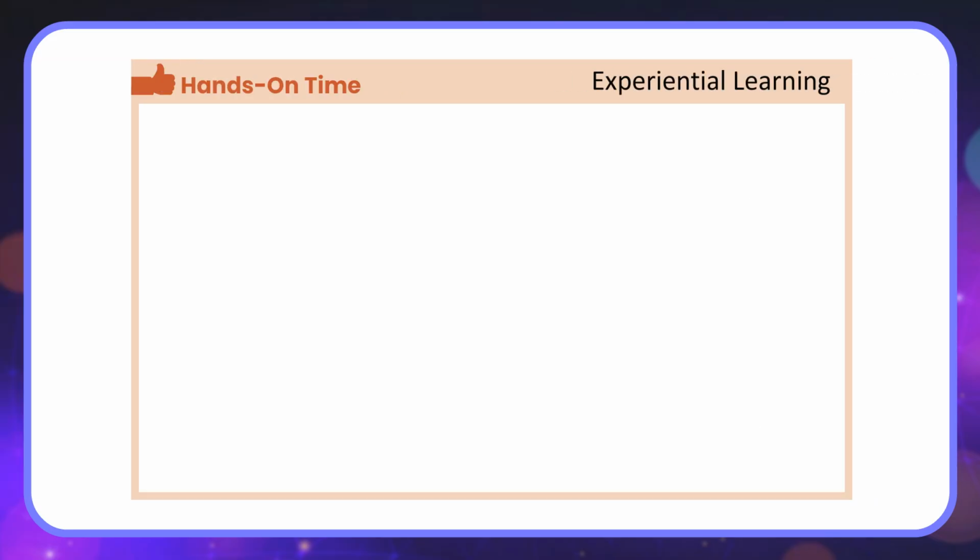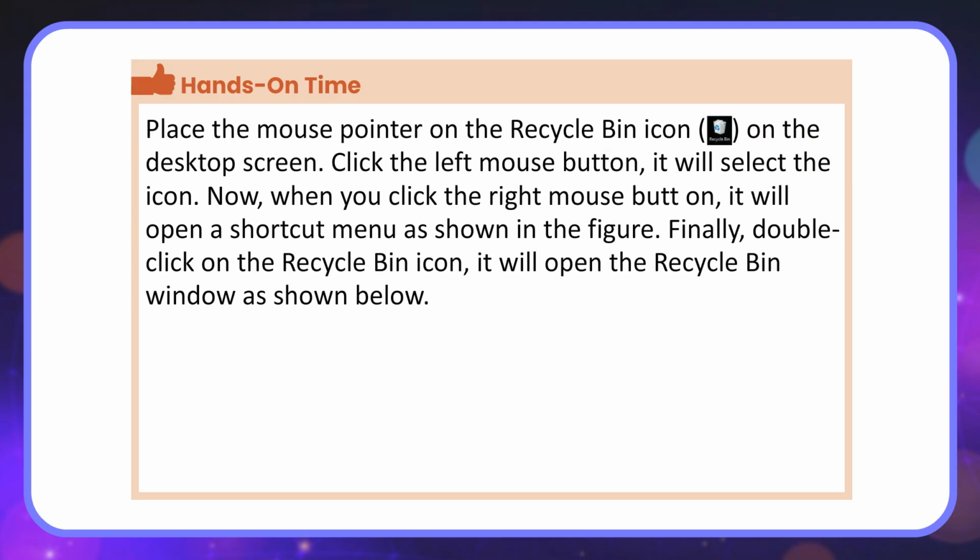Hands-on time. Experiential learning. Place the mouse pointer on the recycle bin icon on the desktop screen. Click the left mouse button. It will select the icon. Now, when you click the right mouse button, it will open a shortcut menu as shown in the figure.